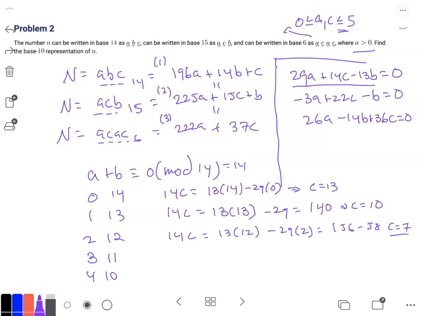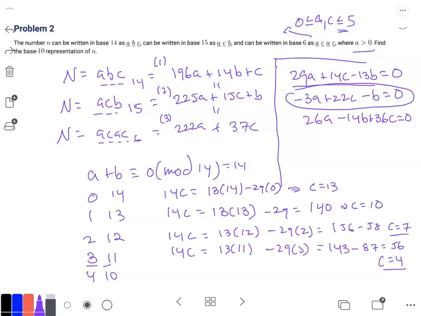Let's see. 14c is equal to 13 times 11 minus 29 times 3. This is equal to 143 minus 87. This is 56. C is equal to 4. So c equals 4. This works, but this may be an extraneous solution since we have to check it with the other equations. If we plug it into whatever this is, we get negative 3 times 3 is negative 9, plus 22 times 4 is 88, and then minus 11. Yeah, that's definitely not equal to 0. So let's move on to this one.